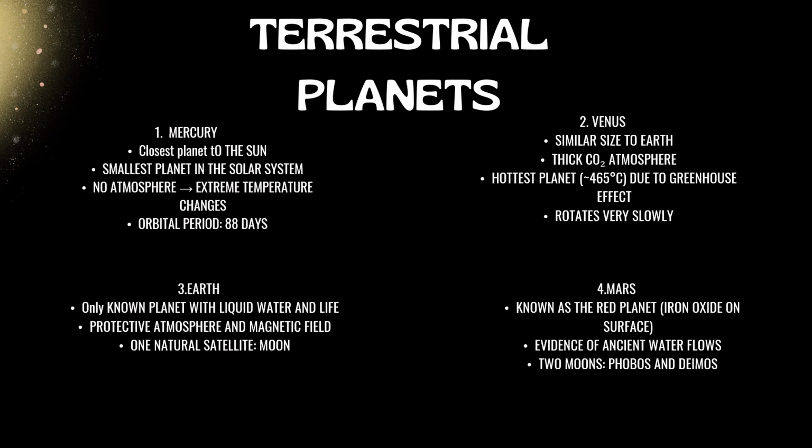Next is Mars. Mars is known as the red planet. It has a red color because of the deposition of iron oxide on its surface, and evidence of ancient water flows can be seen. There are two moons of the planet Mars.